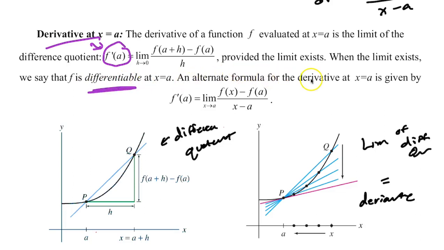An alternate form of the derivative at x equals a is given by this thing. So we have these two forms, right? We have this one and this one. Two forms of the limit of a difference quotient.